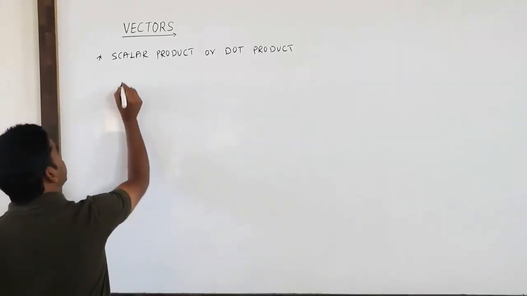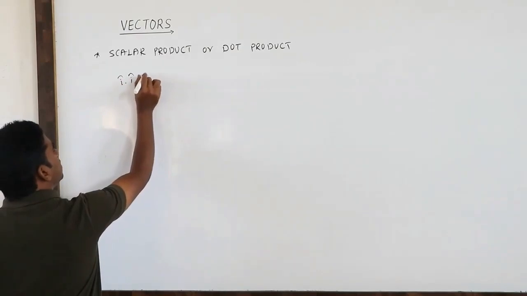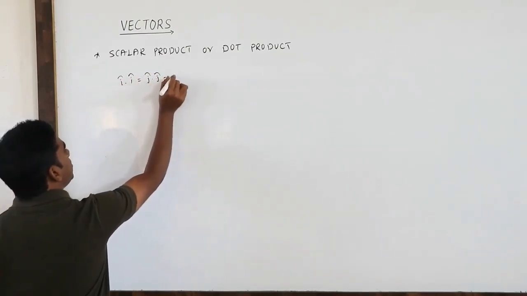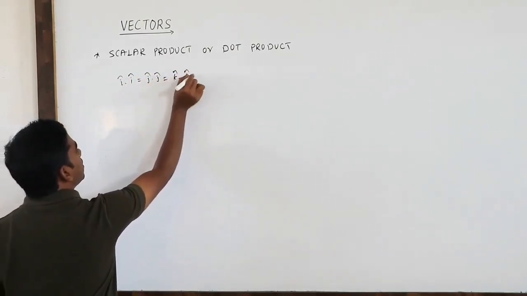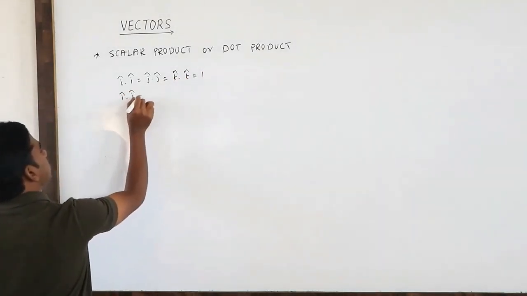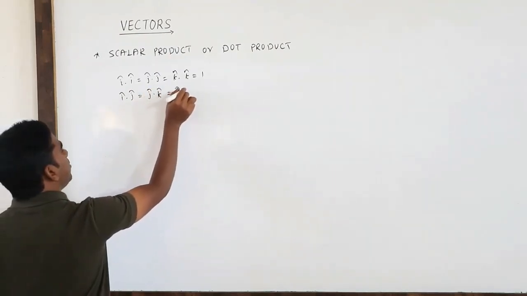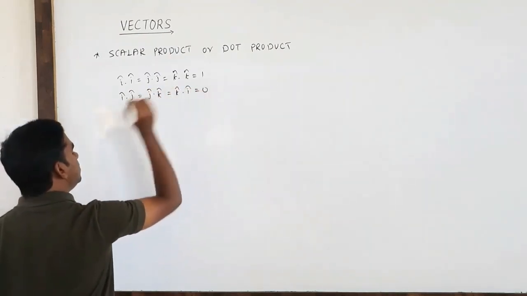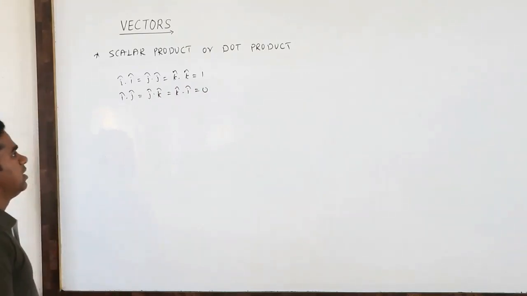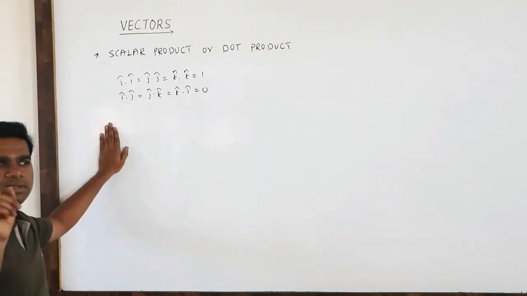We got an interesting result there. I cap dot I cap equals j cap dot j cap equals k cap dot k cap equals 1. I cap dot j cap equals j cap dot k cap equals k cap dot I cap equals 0.